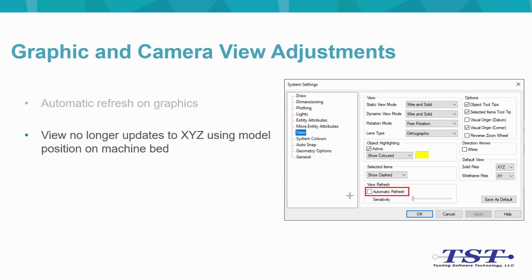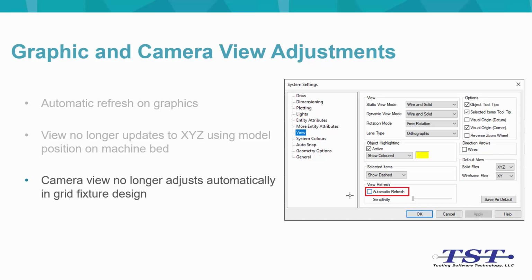The view will no longer update to an XYZ ISO view when using the model position onto machine bed. So if you've positioned that camera angle to be centered over the table, and then you go into this command, it's no longer going to readjust your views automatically.